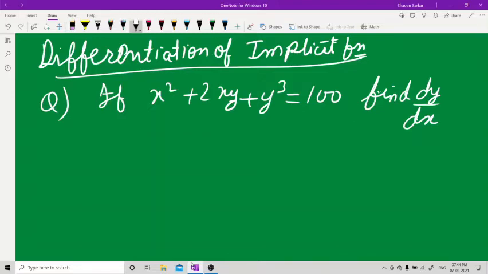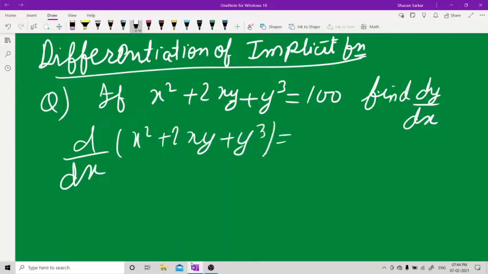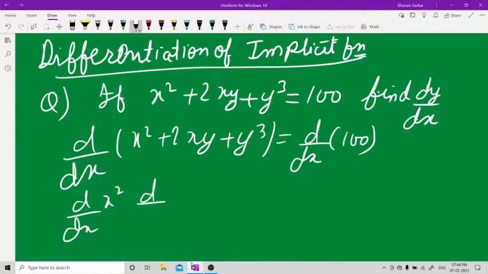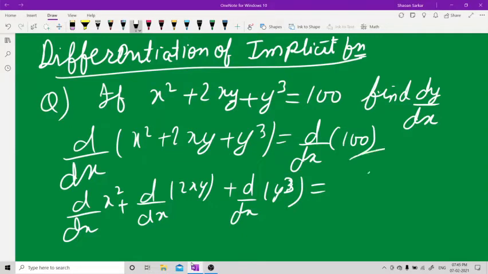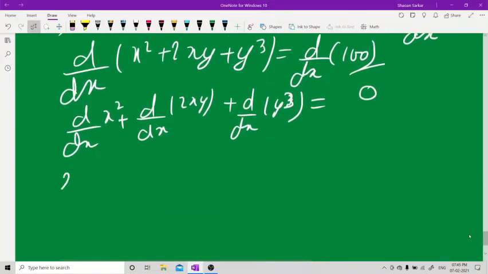So let's start. Differentiate both sides. d/dx of x square plus 2xy plus y cube is equal to d/dx of 100. Very simple. Now take the derivative inside. So this becomes d/dx of x square, plus d/dx of 2xy, plus d/dx of y cube, and the derivative of a constant is 0. Now you can do this. It is so simple. This is going to become 2x, the derivative.